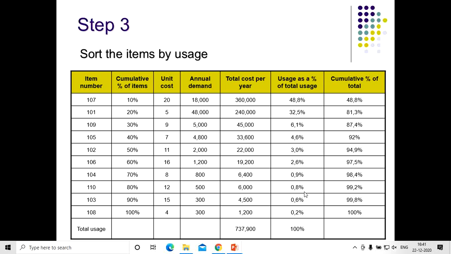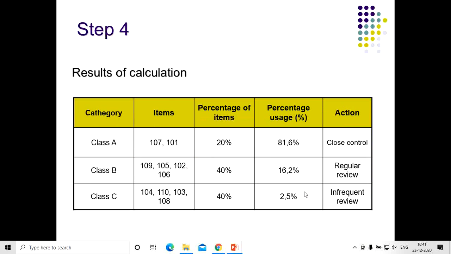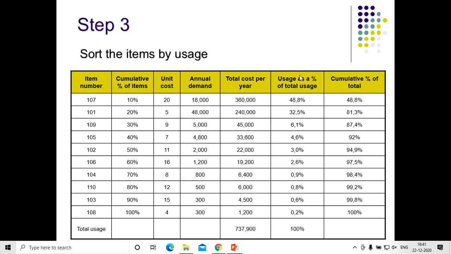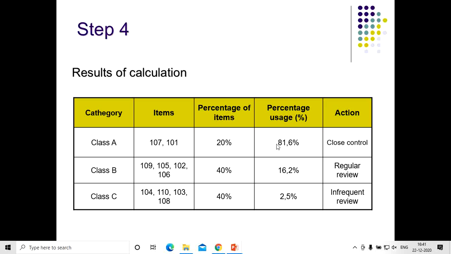Now if step number 3 is over, we will go to step number 4, in which we are going to segregate all the items according to our ABC analysis into A category, B category and C category. How are we going to segregate? In this table we can see that if I add item 107 and item 101, I get 81.3%. I know that the percentage usage of A category is 70 to 80%, so I can take these two items as A items.